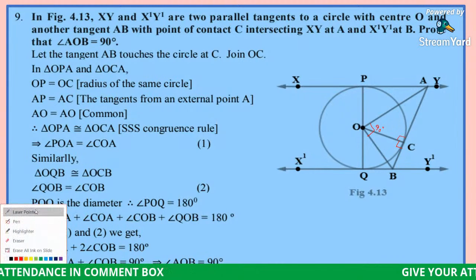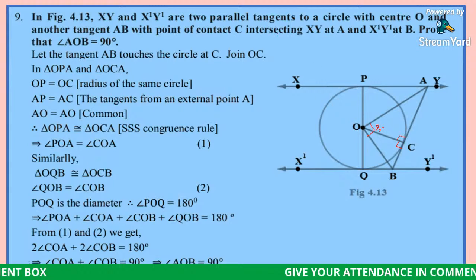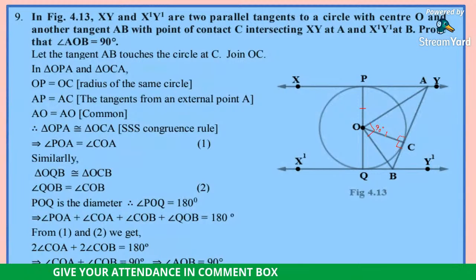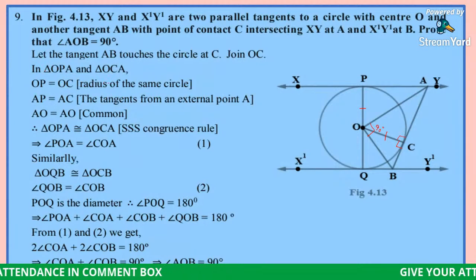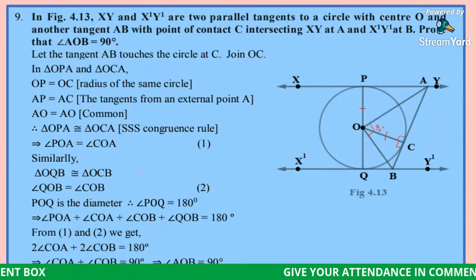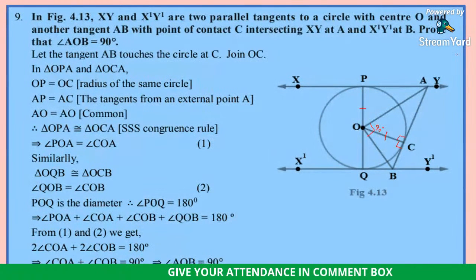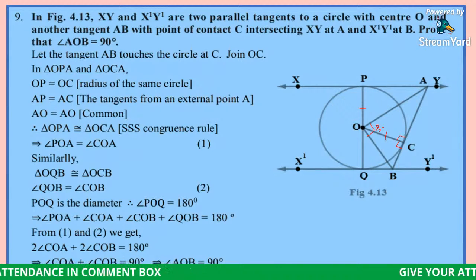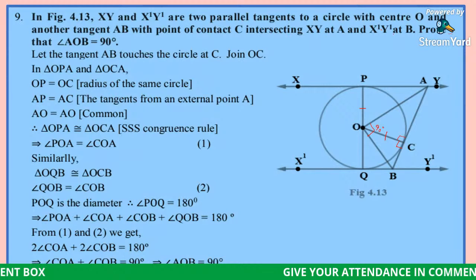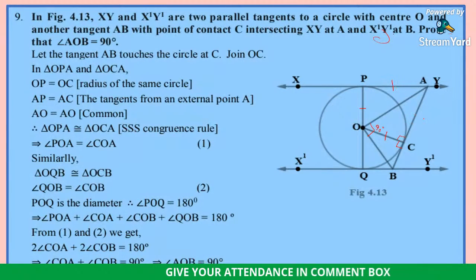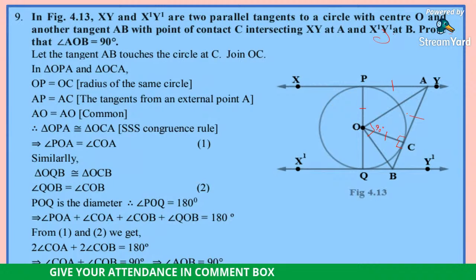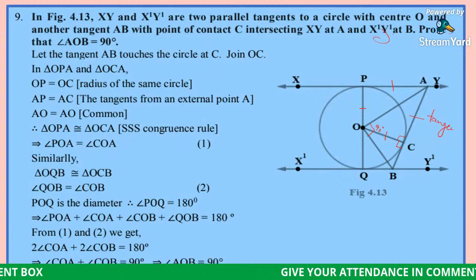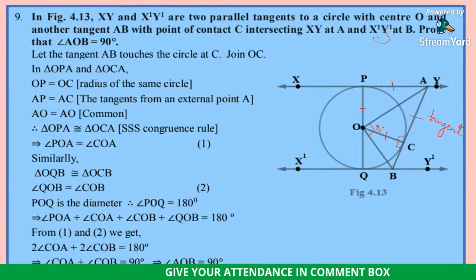Here for us, SSS postulate will be more helpful. In the given figure, OP is equal to OC because it is the radius of the same circle, right? Then next one, AP is equal to AC. The reason is, in the image you can see that AP is equal to AC because tangents drawn from an external point to the given circle are going to be equal.